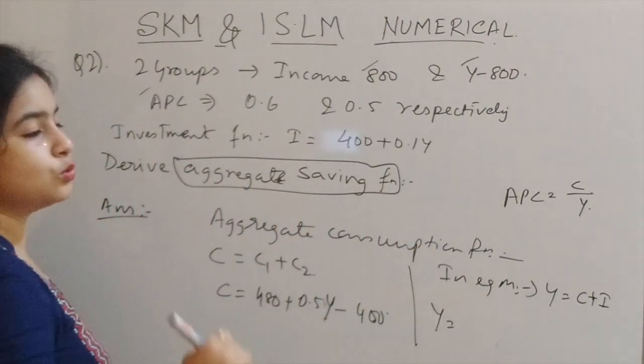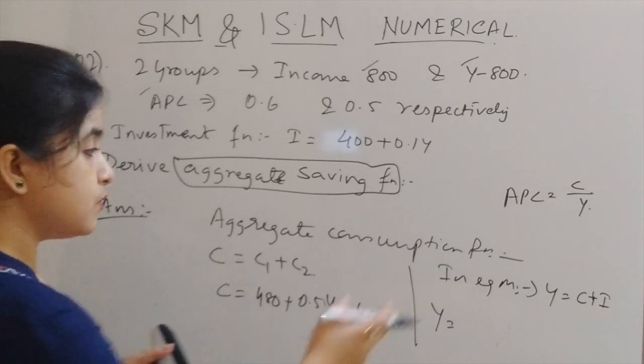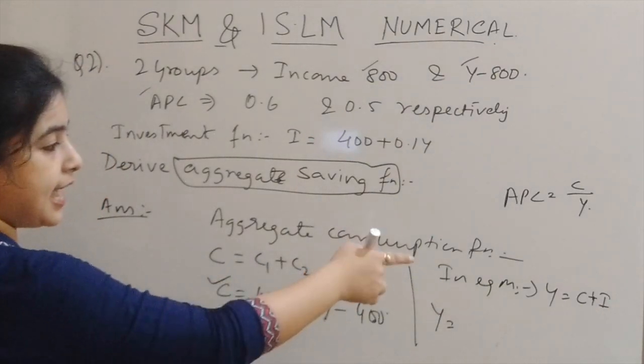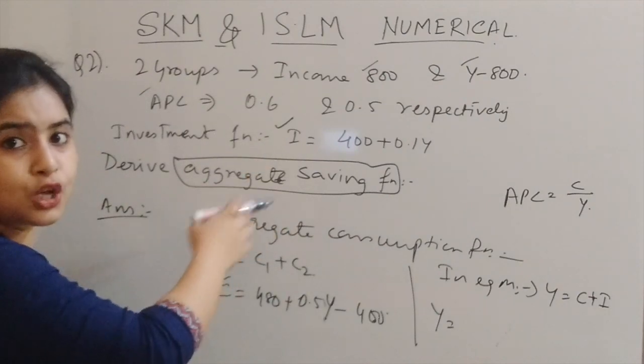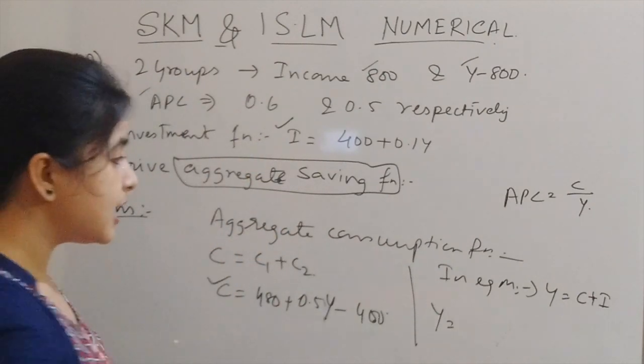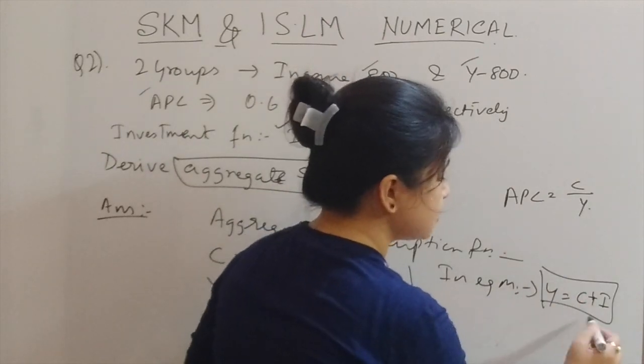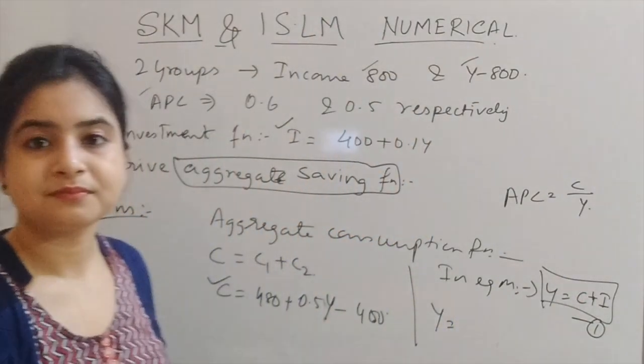We have the value of the two things. We just obtained this C and investment function. They have provided us in the question. So I'm just going to substitute them in this particular equation. Let's mark it equation number 1. Okay.